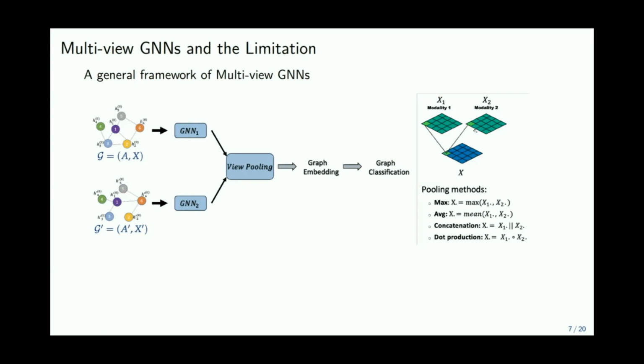In this fusing process, we have a few choices. The first one is the max. We can take the max representation between the two modalities and fuse the max ones into one representation. And also we can take the mean, and also concatenation and the dot product.